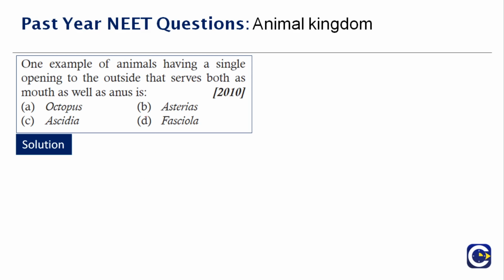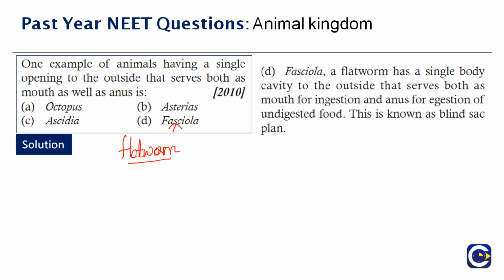So we all know flatworm is one best example for this kind of characteristic, and this will come under Fasciola. Therefore the correct answer to this question is option D. Okay, see, there is not much explanation for this question. When there is one thing that is acting as both, immediately you have to remember flatworm in your mind.